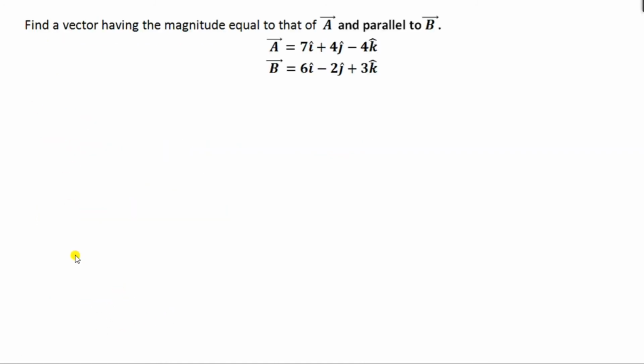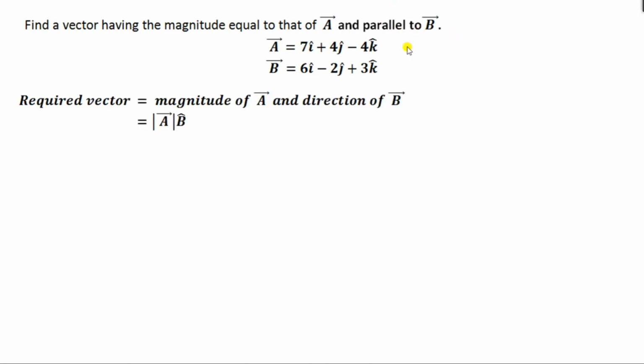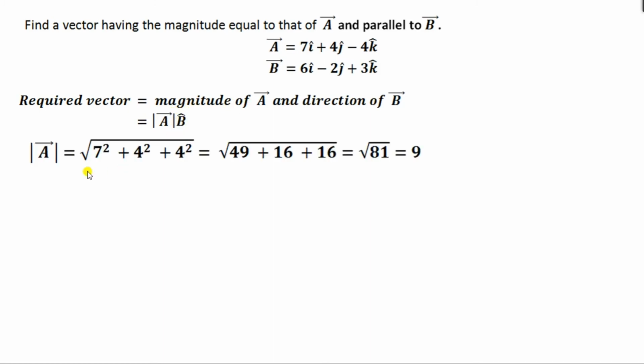Now let's solve one question. Find a vector having magnitude equal to that of A and parallel to B. So we have to find one vector whose magnitude is equal to the magnitude of A and whose direction is towards B. So our required vector is a vector with magnitude of A and direction of B. Direction of B means unit vector along B. First I will find the magnitude of A. Magnitude of A is given by root over 7 square plus 4 square plus 4 square.